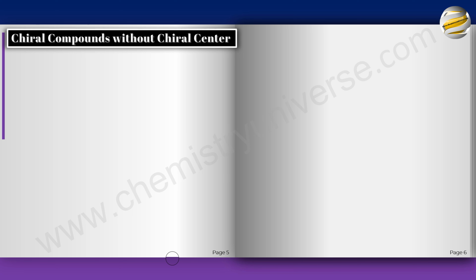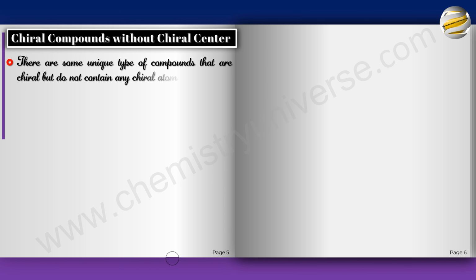Okay, no chiral centers here. So now let's look at these examples, and some of them we've already seen before. Now there are some unique types of compounds that are chiral but do not contain any chiral atom. And we start with allenes.